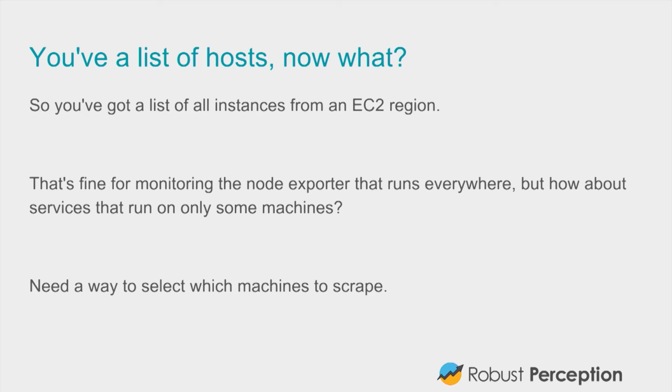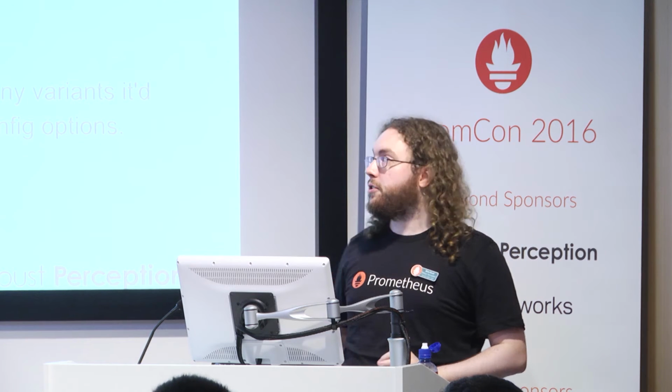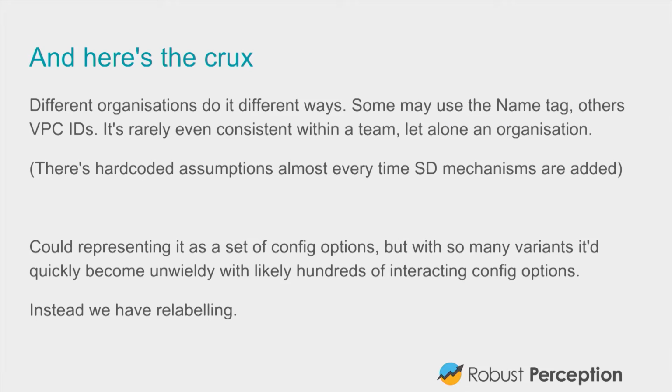But if you're talking about services on top of that, you want to say, no, I want the MySQLs here, the Apaches here, the Cassandras there. So you need to select which machines to scrape. And here's where we come into the problem as to why relabeling exists. Different organizations do it differently. Okay, some people might be using the name tag on EC2, other VPC IDs. Others, they might have some naming scheme they have on top of that.